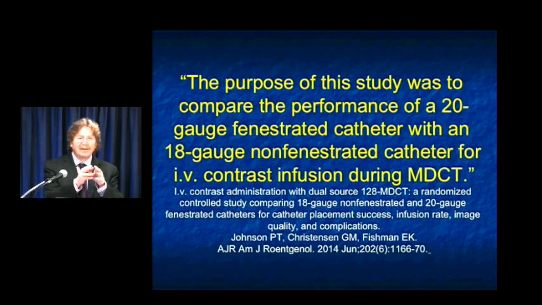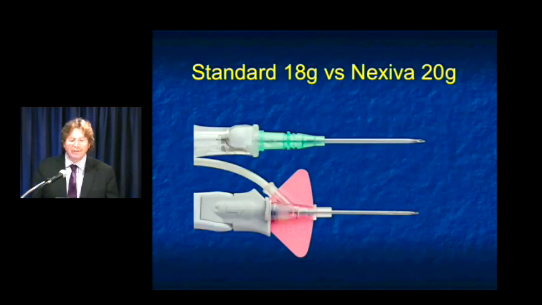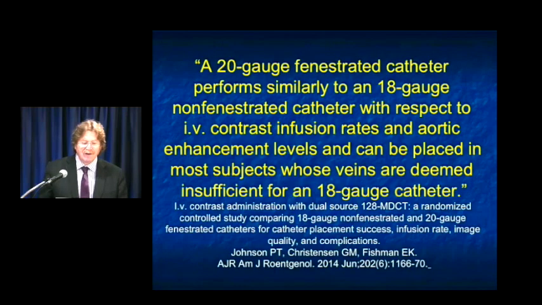So several things happen. It's easier to get a fast flow rate through a larger catheter. And also, you're not hitting the back wall of the vessel with all that pressure. Often the pressure on the back wall will cause the vessel to break, particularly in older patients, and you have extravasation. And so in this study, what we were able to do is look at the standard 18 gauge versus a Nexiva 20 gauge. And what you found was that the 20 gauge performed similar to the 18 gauge in terms of the ability to inject contrast and quality of studies.